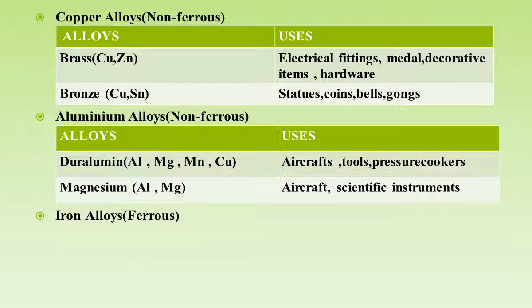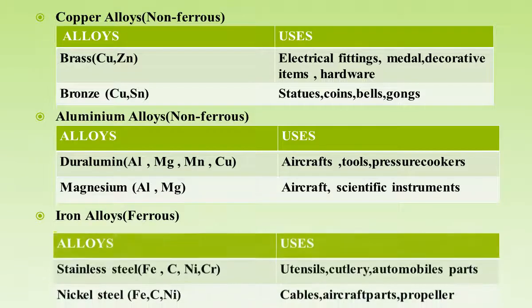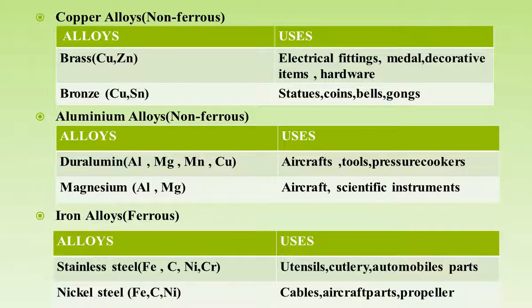Aluminum alloys, duralumin and magnesium, are used in aircraft, tools, pressure cookers, and scientific instruments. Iron alloys, such as stainless steel, are used in utensils, cutlery, and automobile parts. Nickel steel, which is fully an iron component, is used in cables, aircraft parts, and propellers. So these are all examples of ferrous and non-ferrous components.